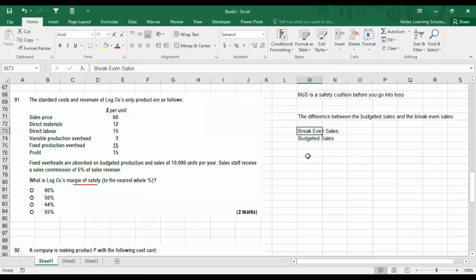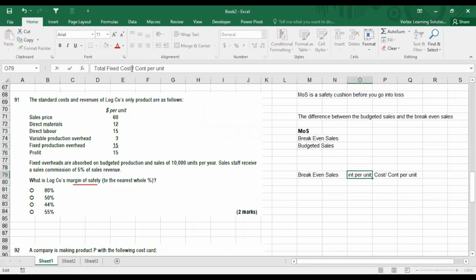So we know that to calculate margin of safety, we need these two things: budgeted sales and break-even sales. So let's first see how we calculate break-even sales. The break-even sales formula is total fixed cost divided by contribution per unit. So fixed cost should be taken as total and contribution should be taken as per unit.